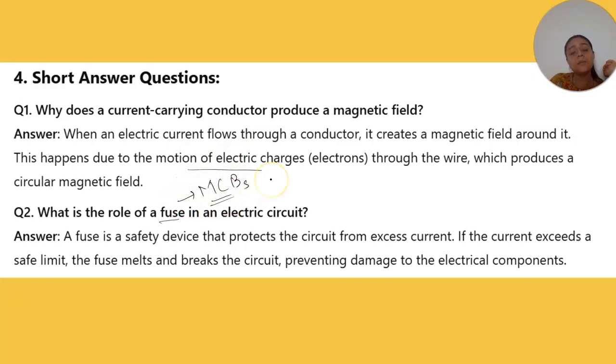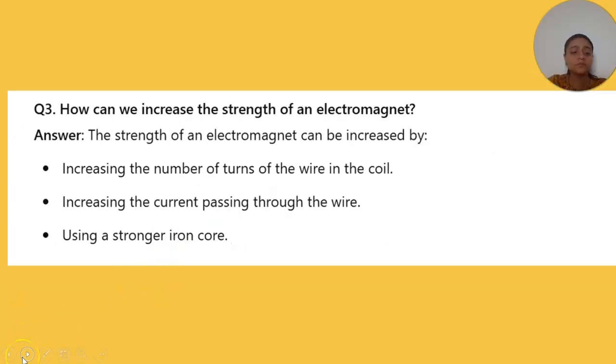Miniature circuit breakers. Because in MCBs you don't have to keep replacing the fuse, right? In MCBs it will automatically switch off, and then you can manually switch it on to make the circuit complete, right? That is why MCBs are being used majorly.